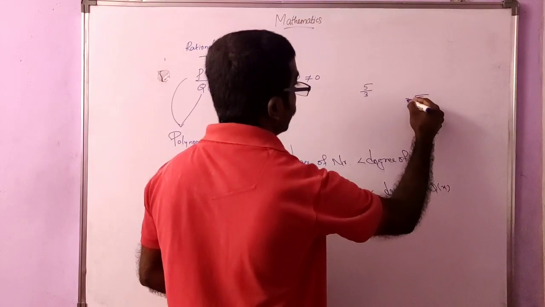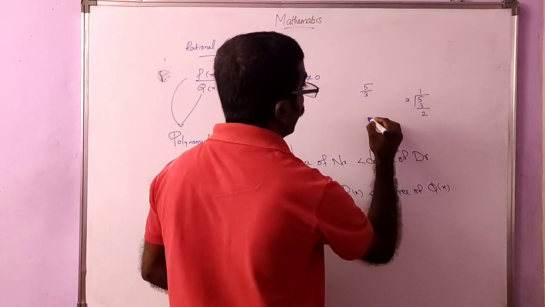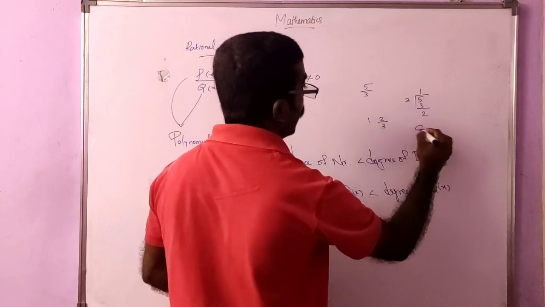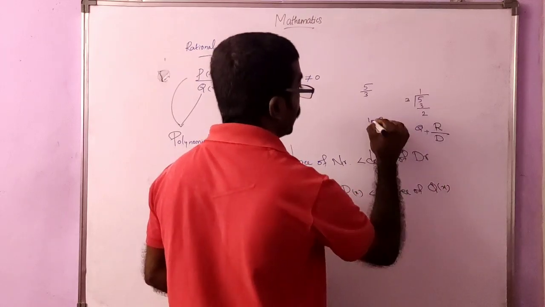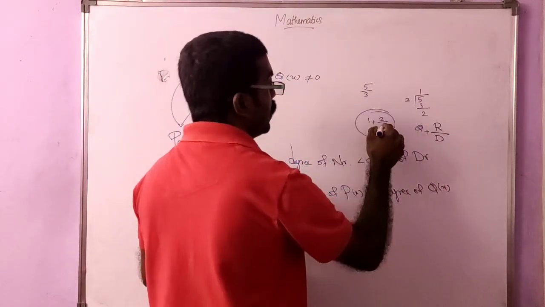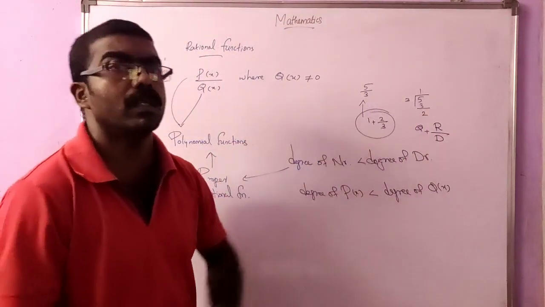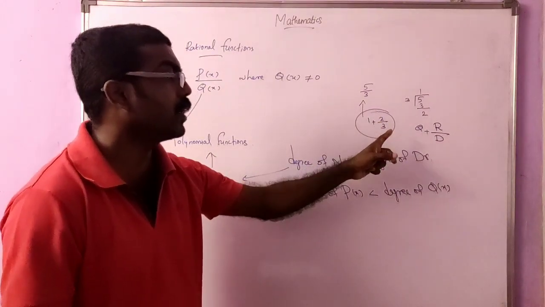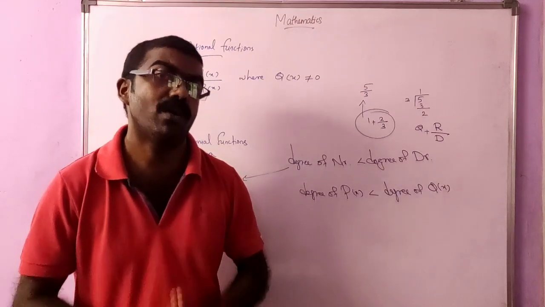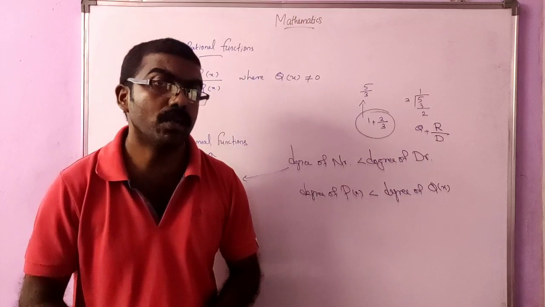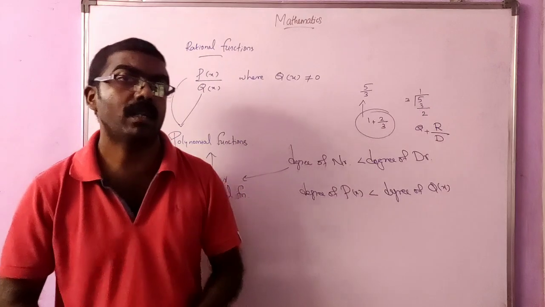By long division method, we can split it into 1 and 2 by 3. Quotient, then remainder by divisor. Or we can write quotient plus remainder by divisor. So 1 plus 2 by 3 will be equal to 5 by 3. On cross multiplication we get 3 into 1 is 3, 3 plus 2 is 5, 5 by 3. Similarly we can split in the case of rational functions also. We can reduce any improper rational function in terms of a proper rational function.